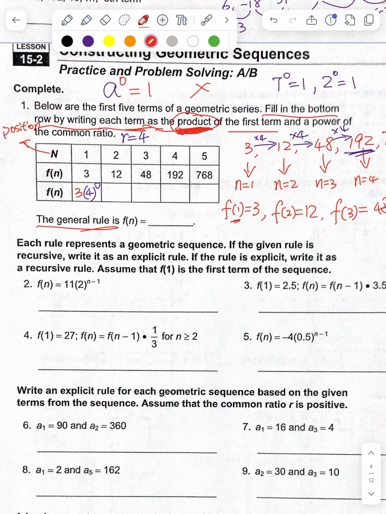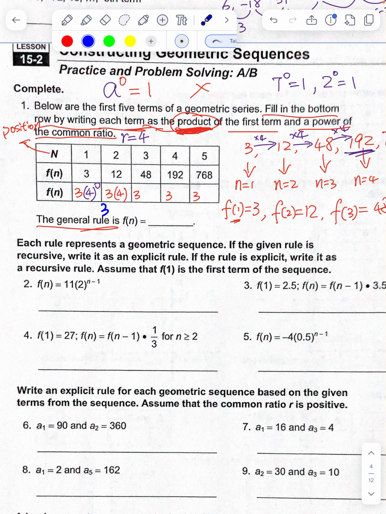Okay, the second term is 12. 12, I rewrite as a product of the first term. The first term is 3. Let me copy the first term for every cell, right? Raised to the power of the common ratio. The common ratio is 4. So 3 multiplied by 4. When we see a number and another number in parentheses, that means this number multiplies the second number, right? I better put the second number in the parentheses.